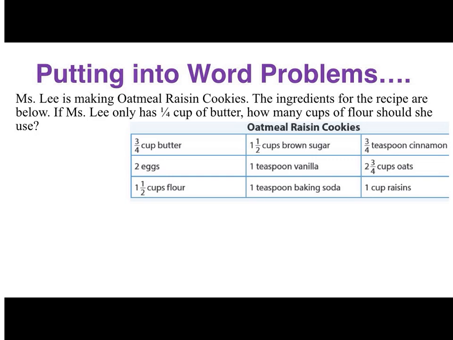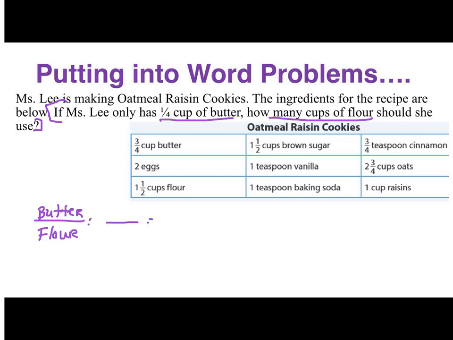All right, solve this one on your own. This time we need to use the table in order to find out some of our key facts to use. Set up with your words and numbers in the proportion, and then solve for your missing value. Okay, so when I look at the actual question, if Miss Lee only has a 1/4 cup of butter, that's going to be a key piece of information. How many cups of flour should she use? So already in this question, I am going to be comparing butter, how much butter she is using, to how much flour she is using.